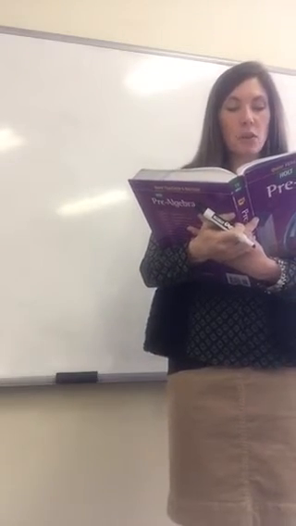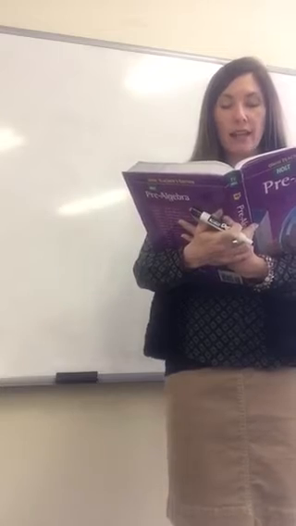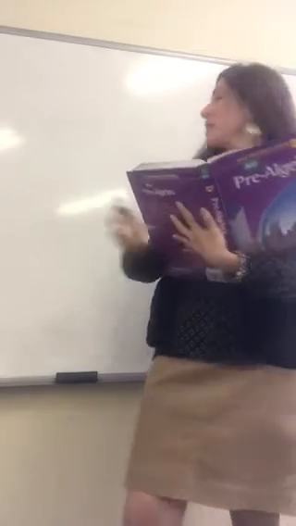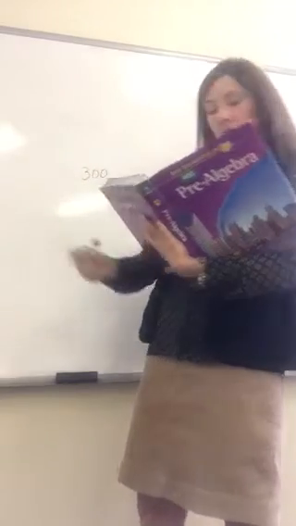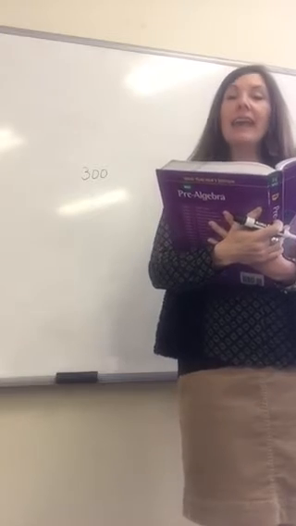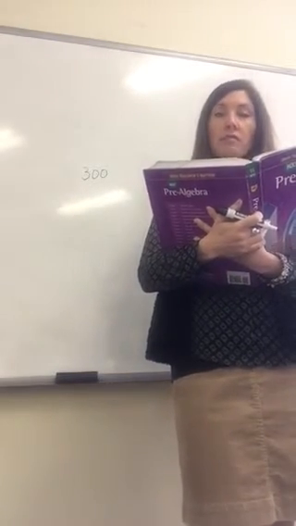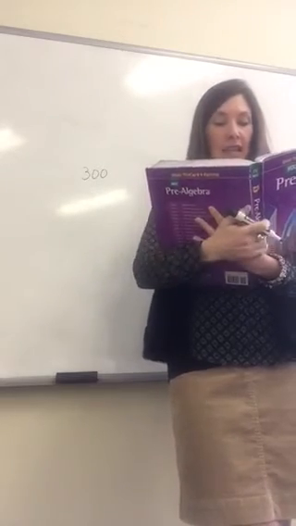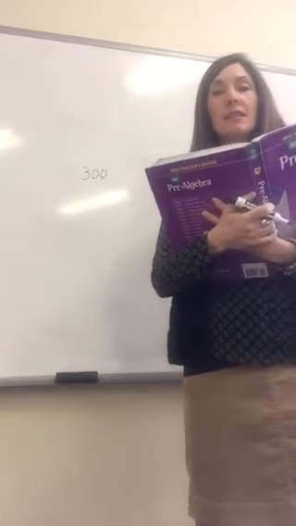Example 2 is a word problem, and I'll read it to you. It says you want to install a square skylight that has an area of 300 square inches. So I'm going to write that down, 300. Calculate the length of each side and then the length of the amount of trim that you will need to go around the skylight to the nearest tenth of an inch. So this is going to be a multi-step problem.